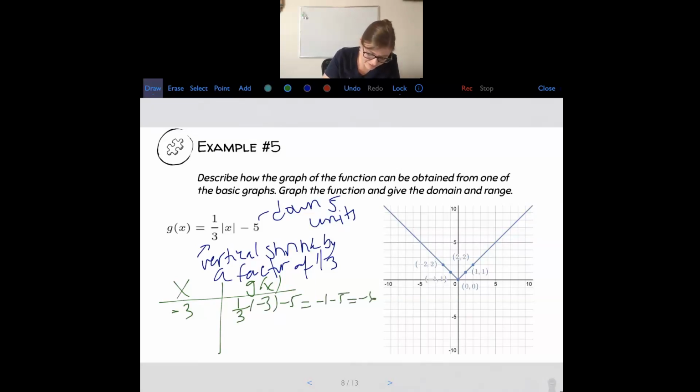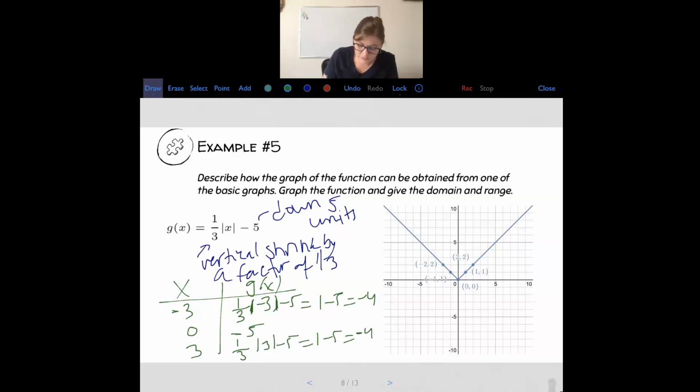Okay, if I plug in 0, I'm going to get negative 5. And if I plug in 3, oh, this is absolute value of 3. Okay, so this should be 1 minus 5, which is negative 4. And if I plug in 3, I'll get the same thing, okay, negative 4.